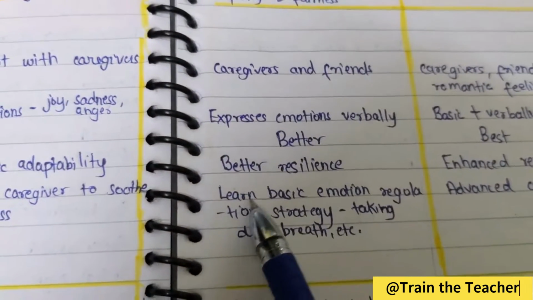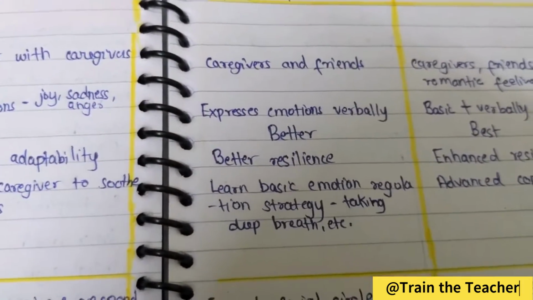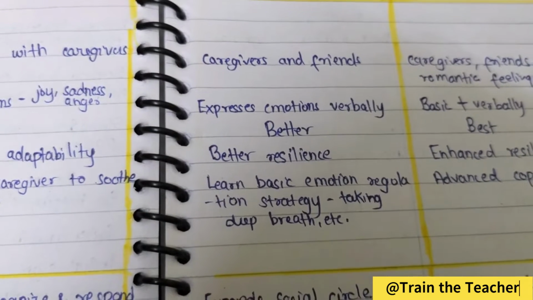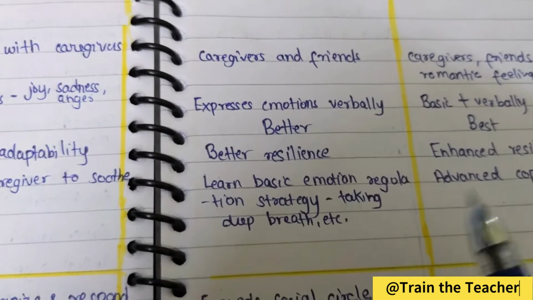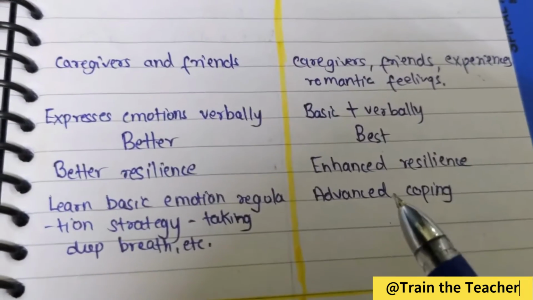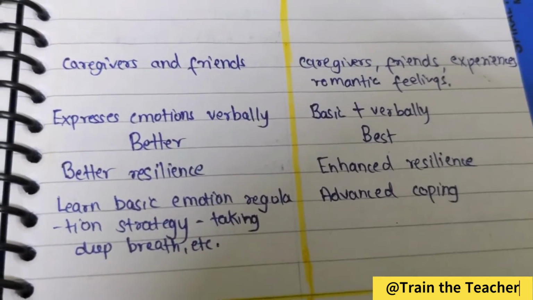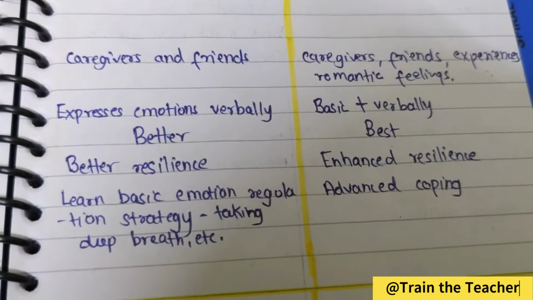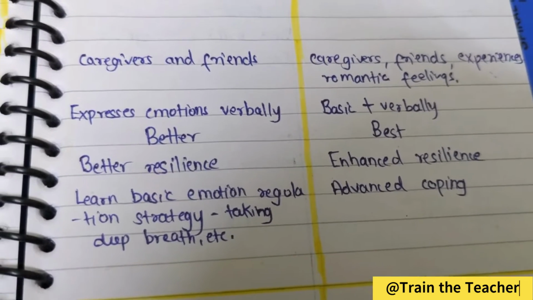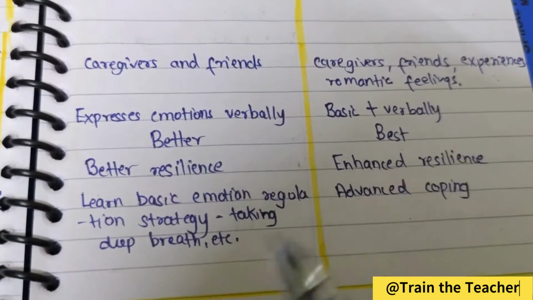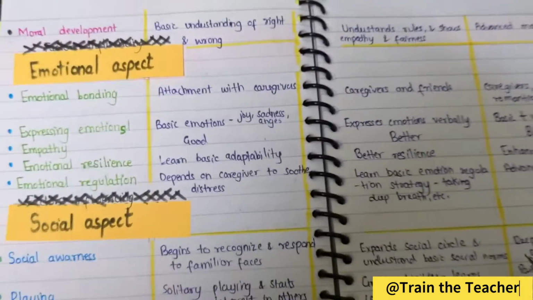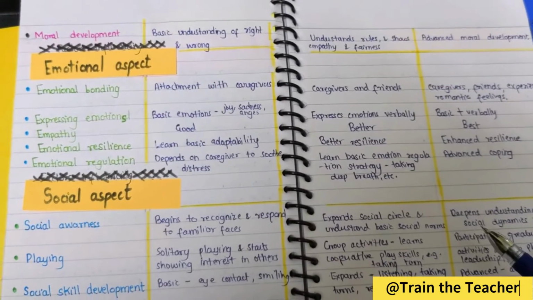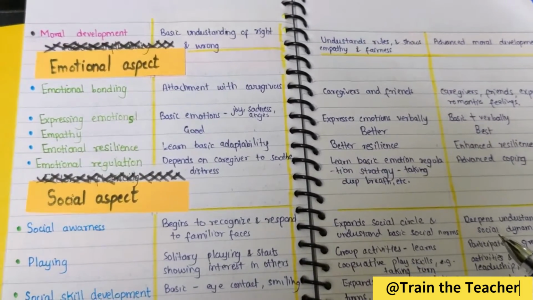During childhood they learn basic emotional regulation strategies like taking a deep breath and controlling their emotions, sometimes talking to friends. And during adolescence they automatically develop advanced coping skills, like again talking to near and dear ones, maybe writing a diary, etc. So this was all about the emotional aspect, everybody. You can have a look.